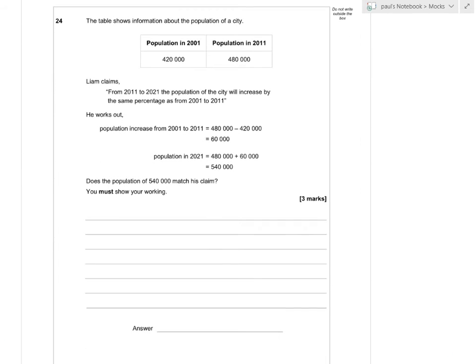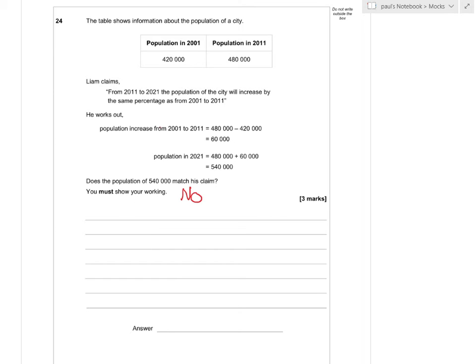The table below shows information about the population of a city. Population 2001, population 2011. Liam claims from 2011 to 2021 the population of the city will increase by the same percentage. He works out the population increase from there to there is 60,000, and then the population there, so he added another 60,000. Does it match his claim? No, because it didn't use the same percentage.